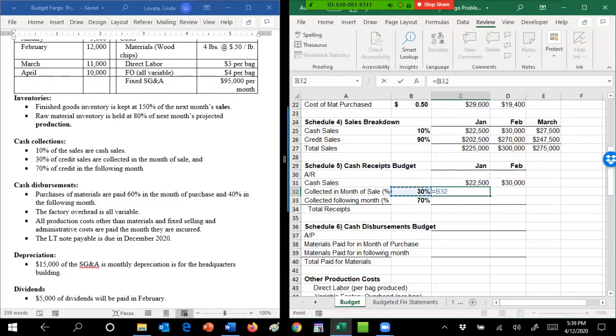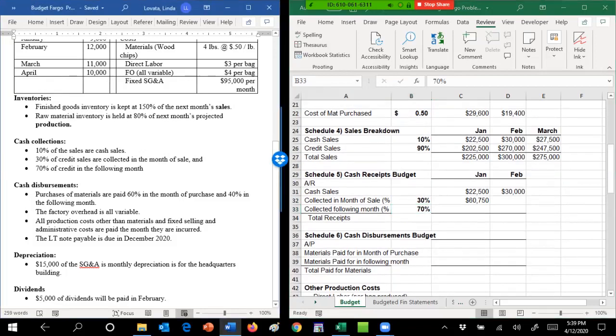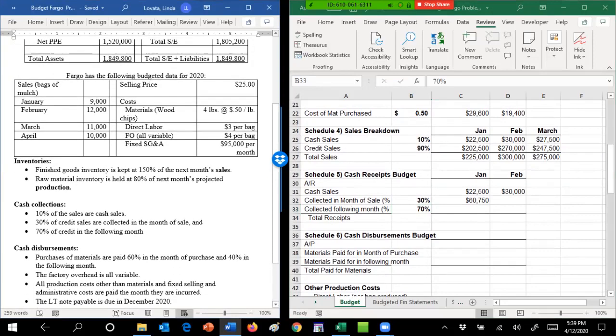So I need to take 30% times my credit sales up here. And here I'm going to take 70% of the prior month's sales. Well, I don't have prior month sales, so that doesn't make any sense. So where am I going to get the 70% that's collected in January from my December sales? So I got December sales that got collected in January. Got to go back here and see if it gave me other information.